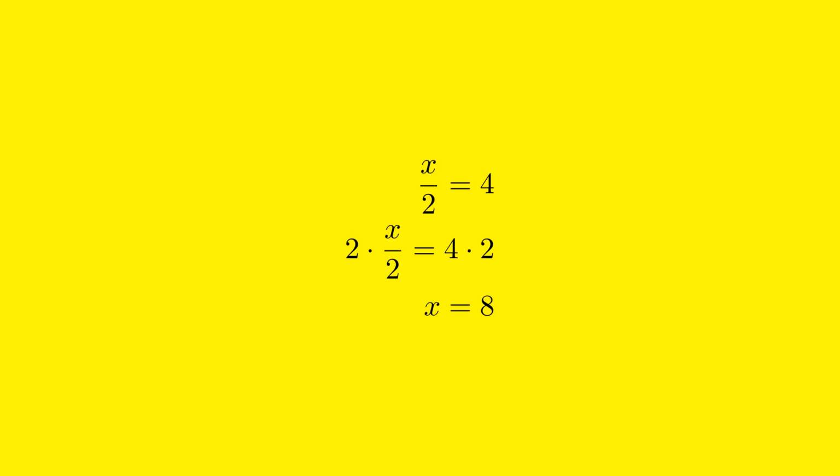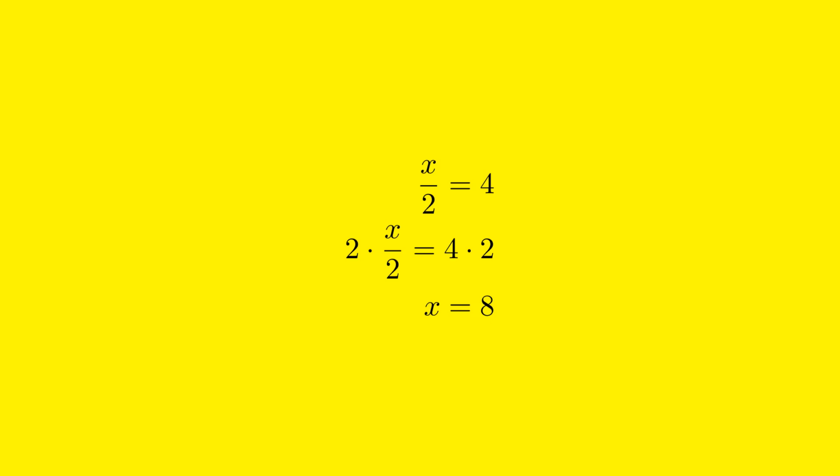When we multiply both sides by 2, the equation changes from x divided by 2 equals 4 to 2 times x divided by 2 equals 4 times 2. On the left side, the 2 times x divided by 2 simplifies to just x, because multiplying by 2 and then dividing by 2 are inverse operations and cancel each other out. This leaves us with x equals 8, because 4 times 2 equals 8 on the right side. By multiplying both sides by 2, we have successfully isolated x and determined its value.